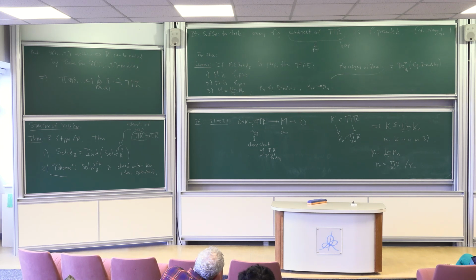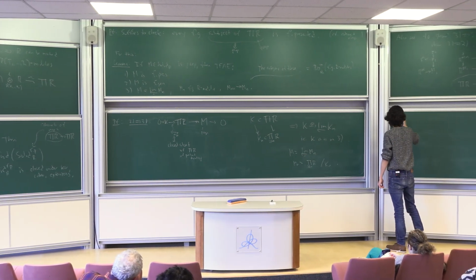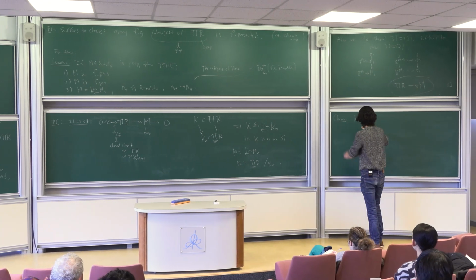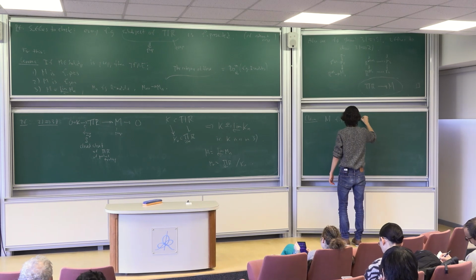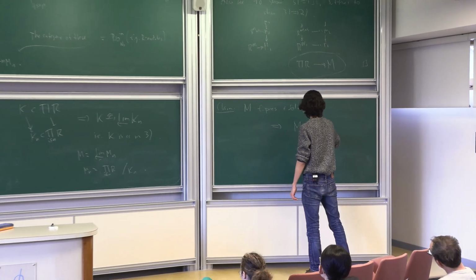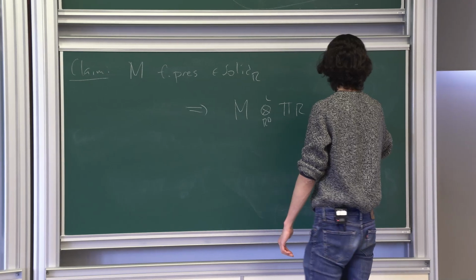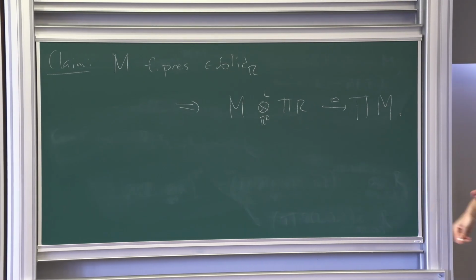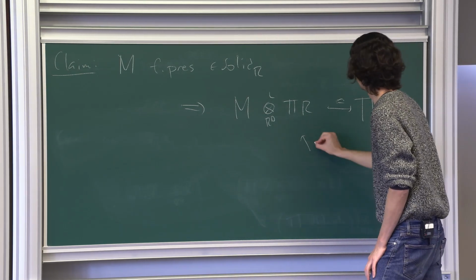Right, and we're not quite done with the first theorem because we still need to show that the product of copies of R is flat. So now we make a claim that if M is finitely presented in solid R, then if you take M derived tensor product R solid with a product of copies of R, you just get a product of copies of M. And in particular, this lives in degree 0.